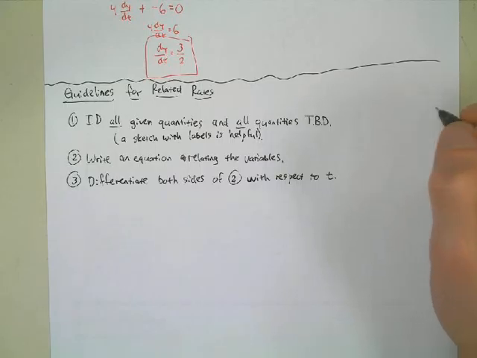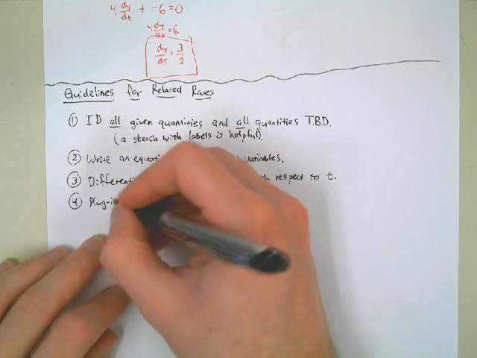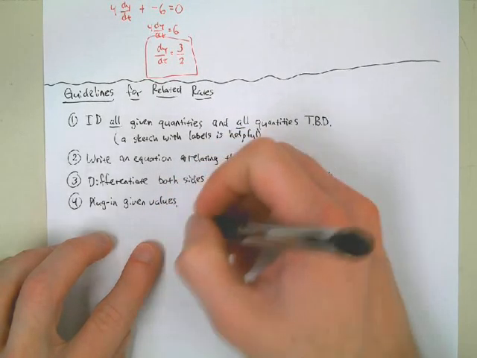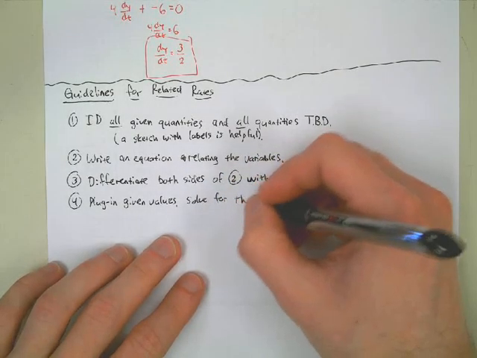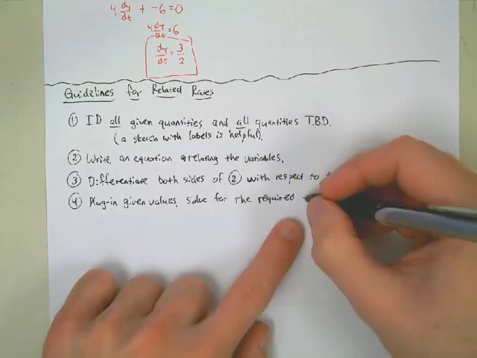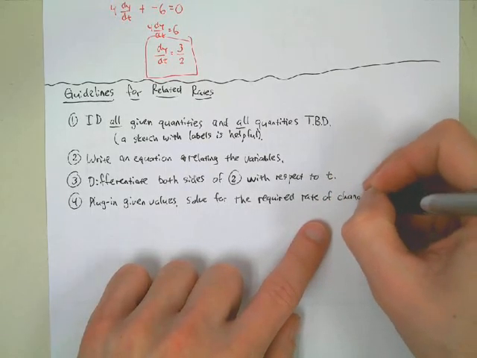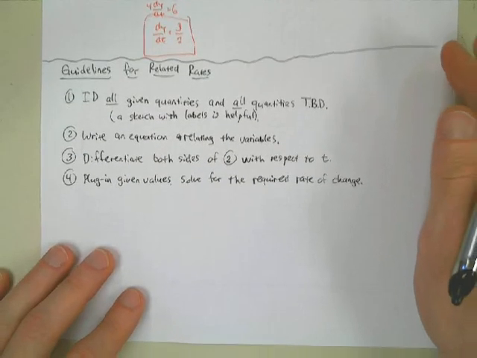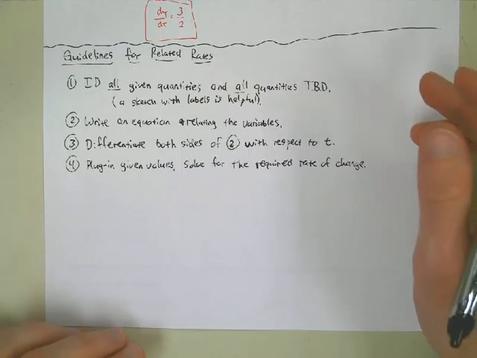And then step 4, plug in given values, and solve for the required rate of change, whichever one was asked. And that's it, guys. It's as easy as 1, 2, 3, 4. Okay? It's that easy. Easy as 1, 2, 3, square root of secant 4.